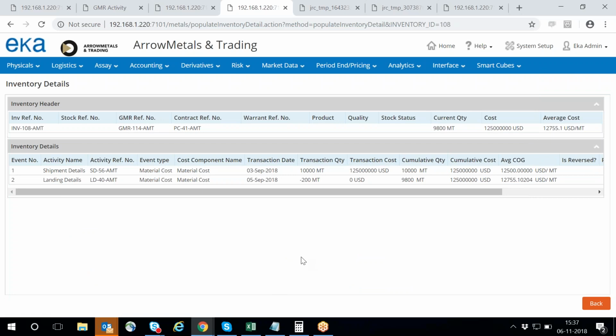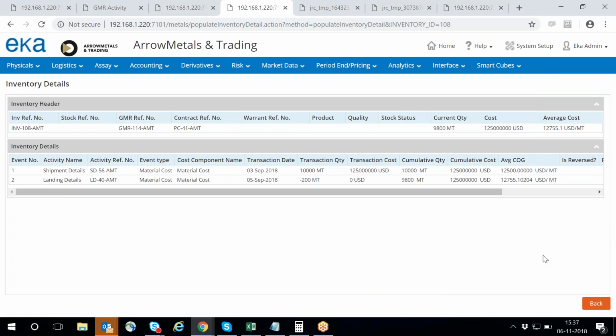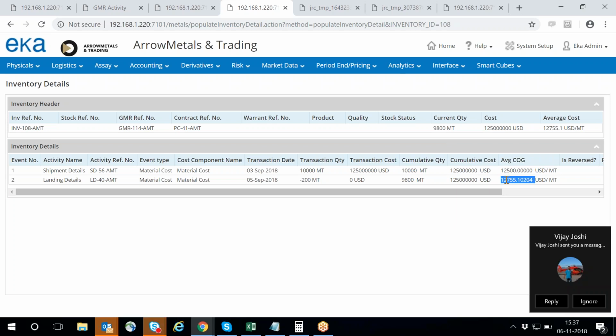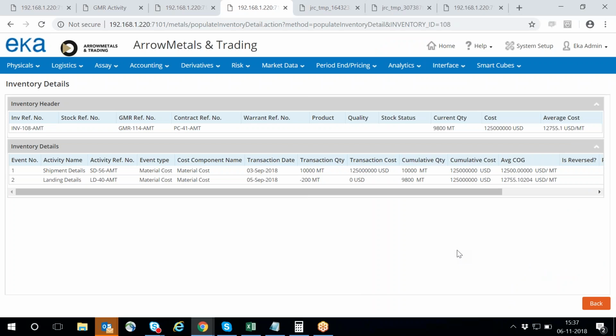Yeah. So what I want to put across is when you allocate this particular inventory stocks to sales, whatever cost you're seeing, the average cost which has increased due to the transit loss, the same cost will be propagated to your sales. Right. So ideally your transit loss has been propagated to your sales.